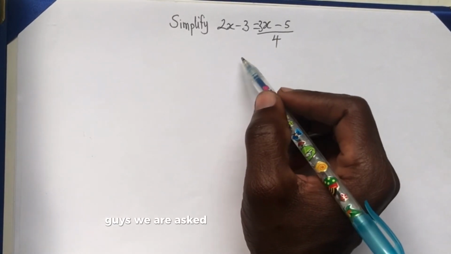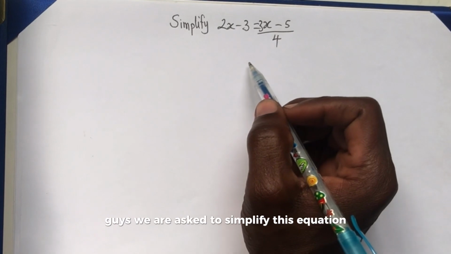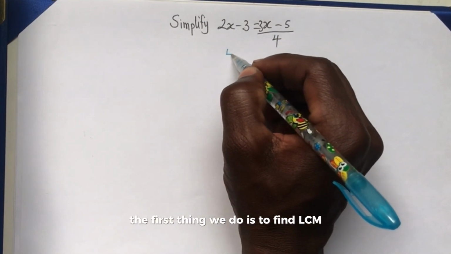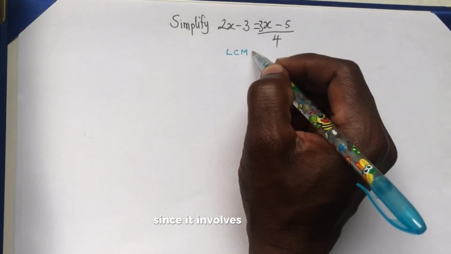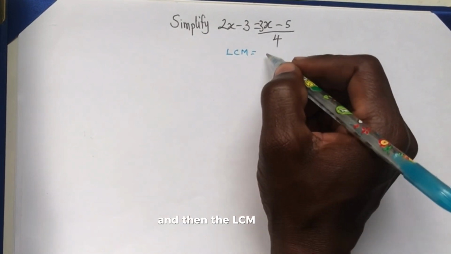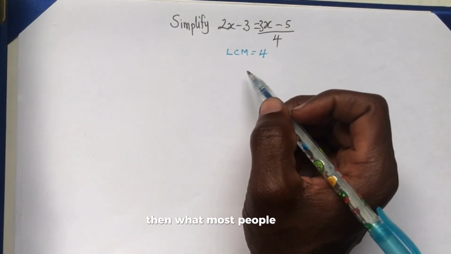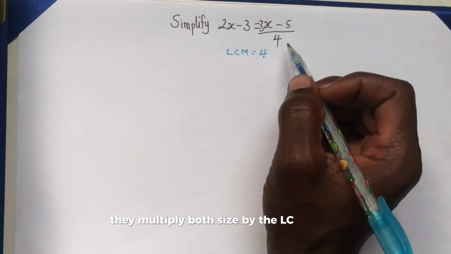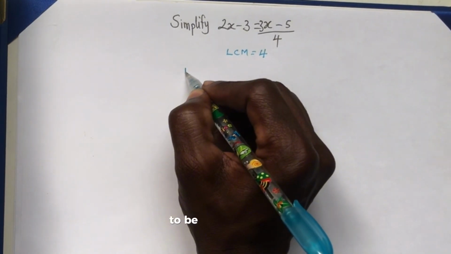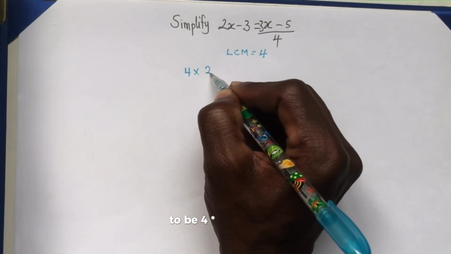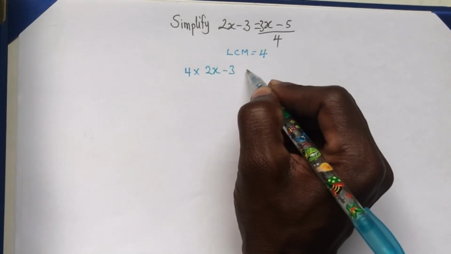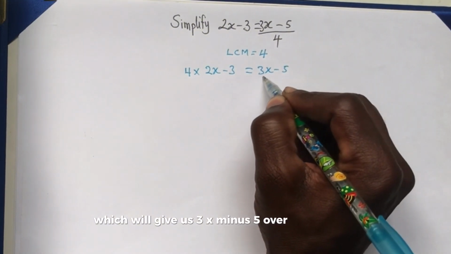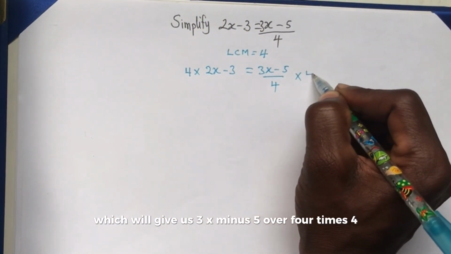Guys, we are asked to simplify this equation. The first thing we do is to find the LCM, since it involves a fraction, and the LCM is 4. Then what most people do is they multiply both sides by the LCM, like this, to be 4 times 2x minus 3, which will give us 3x minus 5 over 4 times 4.